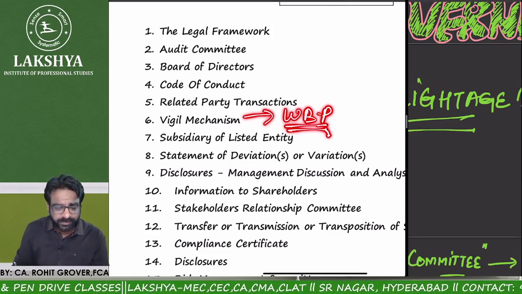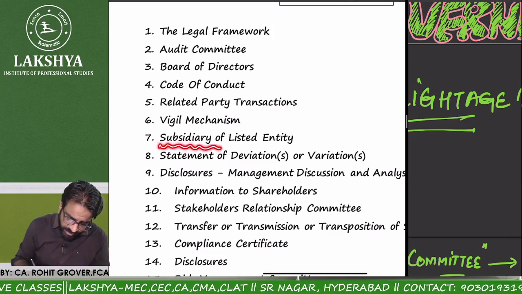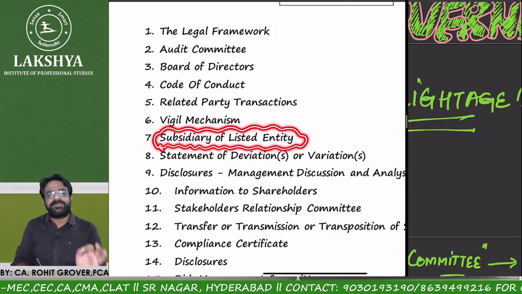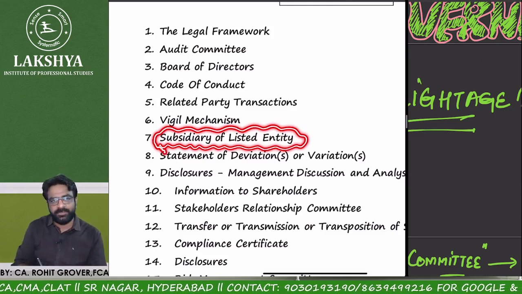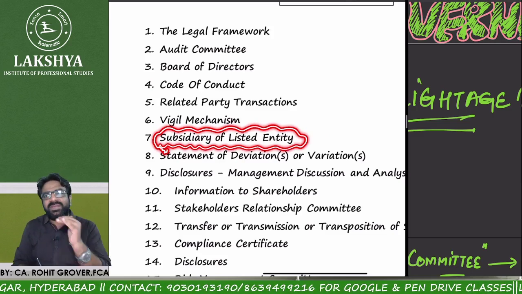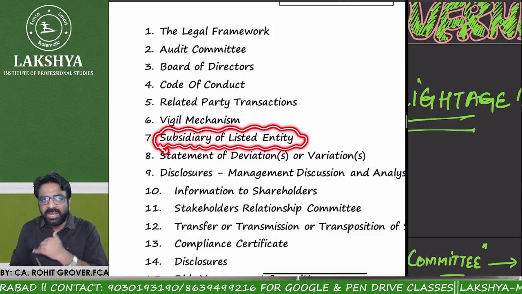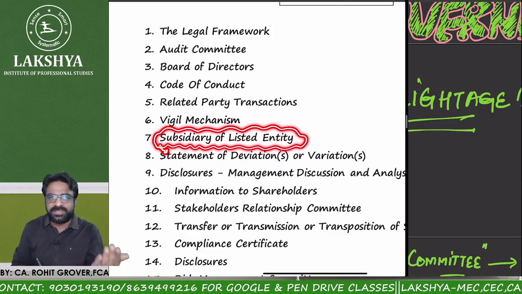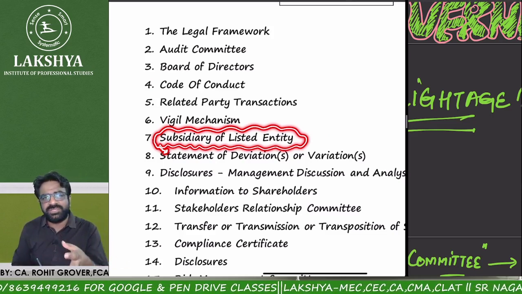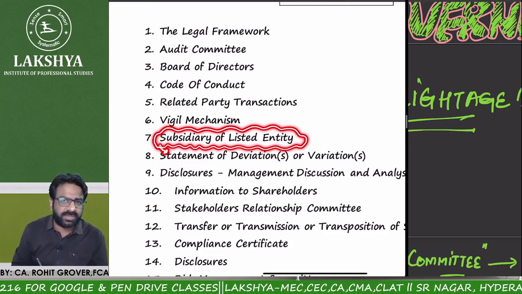Then we'll have a discussion on subsidiary of a listed entity. We'll understand here, as a subsidiary of a listed company, what the requirements of the holding parent company are, and whether this subsidiary is a material subsidiary or an immaterial subsidiary. If it is a material unlisted subsidiary, what are the regulations? And if it is an immaterial subsidiary, what are the regulations?